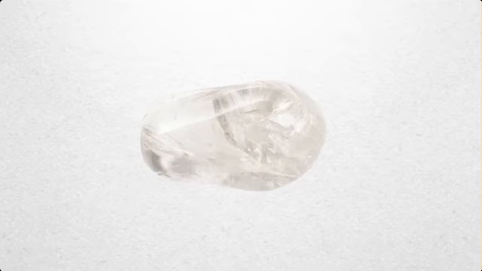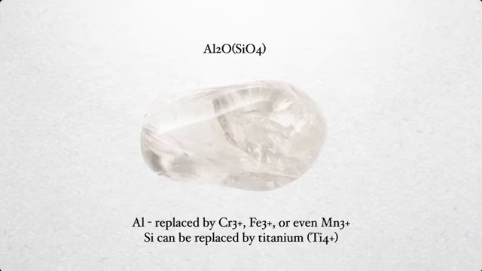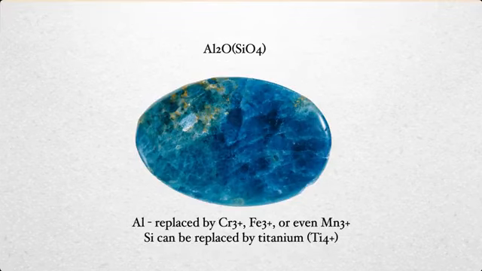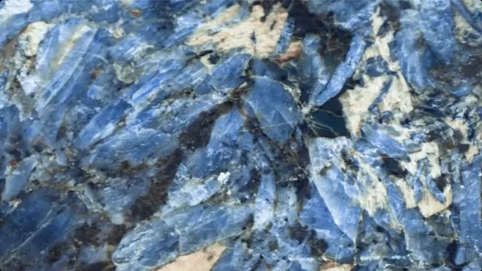So what gives kyanite its intense blue color typically? Going back to the formula, it's good old-fashioned replacement and substitution. The aluminum can sometimes be substituted by chromium, iron, or even manganese. The silicon can be replaced by titanium. And in cases where the aluminum gets occasional substitutions of iron, you get that lovely blue color that we all know and love from kyanite, although again, it can take other colors.